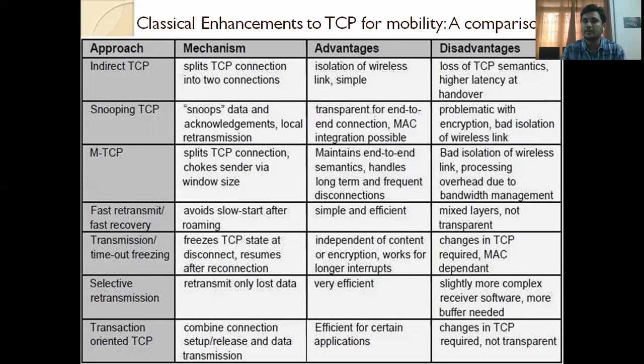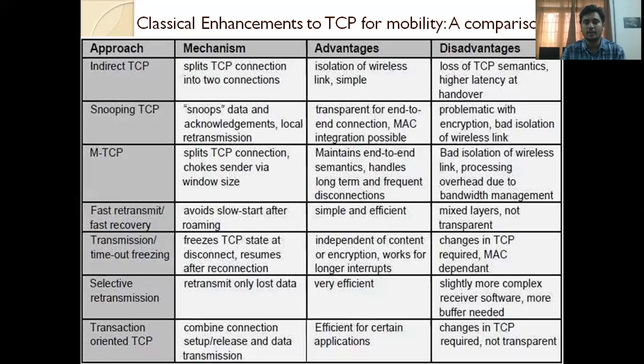Coming to mobile TCP, it splits the TCP connection but chokes the sender via window size. The advantage of mobile TCP is that it maintains end-to-end semantics and handles long-term and frequent disconnections. The disadvantage is bad isolation of the wireless link and processing overhead due to bandwidth management.